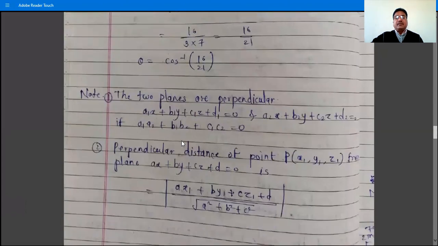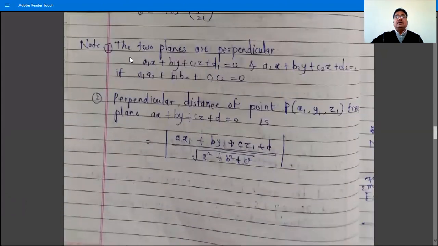So next note: the two planes are perpendicular. When the two planes a1 x plus b1 y plus c1 z plus d1 is equal to 0, and another plane a2 x plus b2 y plus c2 z plus d2 is equal to 0, are perpendicular, the same condition of the perpendicularity of two lines, that is a1 a2 plus b1 b2 plus c1 c2 is 0, then the two planes are perpendicular. That is the same condition as the perpendicularity of the lines.